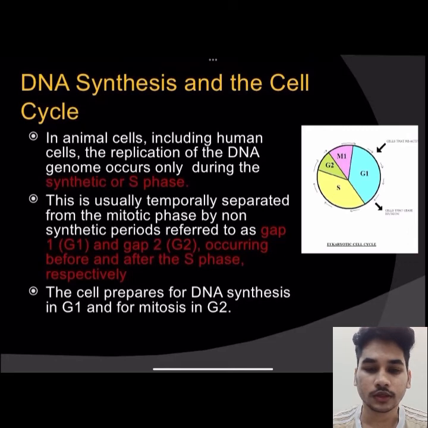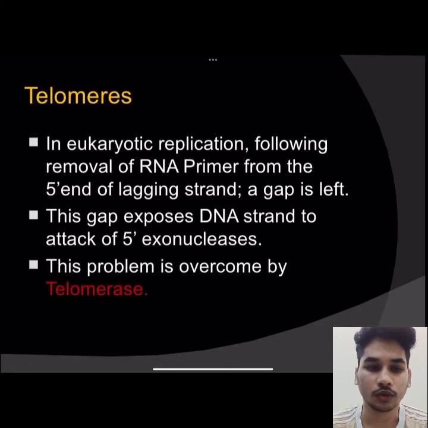DNA synthesis and the cell cycle. In animal cells, including human cells, the replication of the DNA genome occurs only during the synthetic or S phase. This is usually temporally separated from the mitotic phase by non-synthetic periods referred to as gap 1, G1, and gap 2, G2, occurring before and after the S phase respectively. The cell prepares for DNA synthesis in G1 and for mitosis in G2.